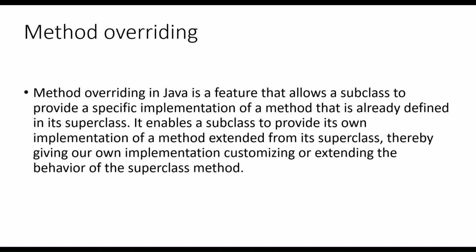So method overriding. Method overriding in Java is a feature that allows a subclass to provide a specific implementation of a method that is already defined in its superclass. It enables a subclass to provide its own implementation of a method extended from its superclass, thereby customizing or extending the behavior of the superclass method. Basically, when a parent class is extended to a child class, whatever methods are present in the parent class are automatically inherited by the child class. So we are giving our own implementation to the method present in the child class. That comes under method overriding. I will show an example in the IDE.